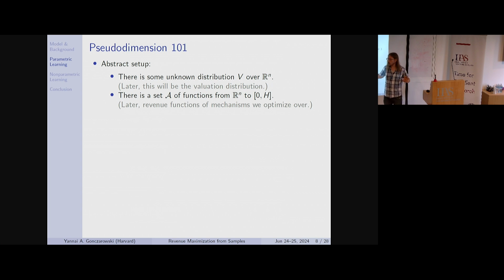This is the function I want you to think about. It's a function from R^n, that's the space of valuations, to [0,h]. I'm lying a little bit. The way I set it up earlier, the maximum revenue should be n times h, right? Maybe m times n times h or something, because each item is valued by at most h. But it's fine. Let's think for these slides about [0,h].